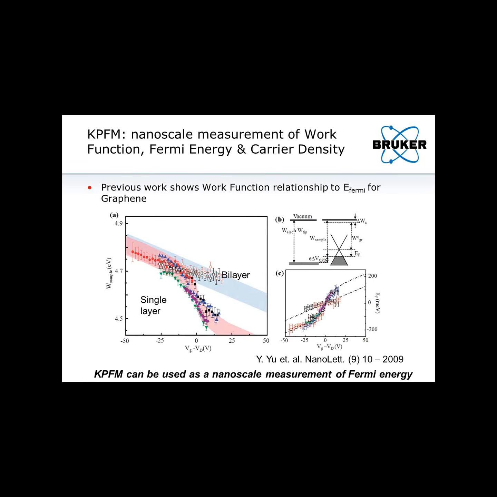And then they can set the sample to that gate voltage, measure their contact potential difference, and figure out the work function of intrinsic graphene. And the value that they get is approximately 4.6.